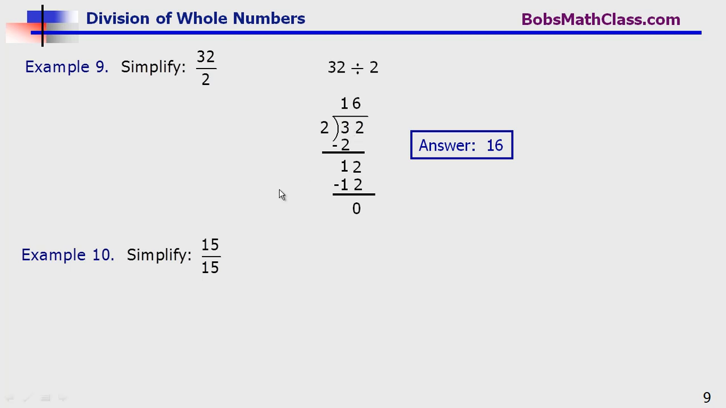Last problem. 15 divided by 15. So how many times does 15 go into 15? Yeah, just once. And there is no remainder. Anytime these two numbers are the same, the answer will always be 1.